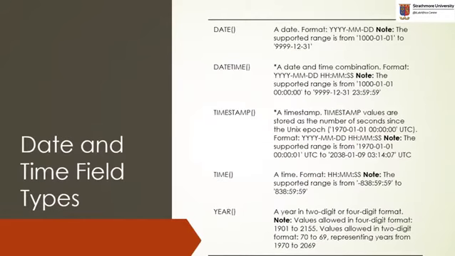We also have the date and time field types. For the date, you can see the format of what it's going to contain. You also have the datetime, the timestamp, the time, and the year.